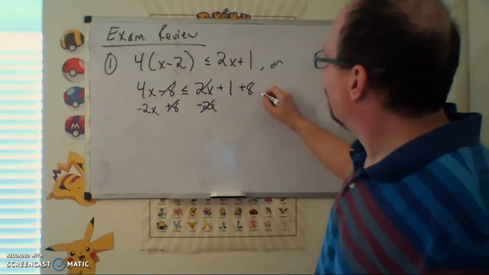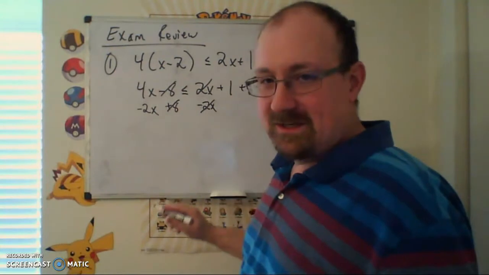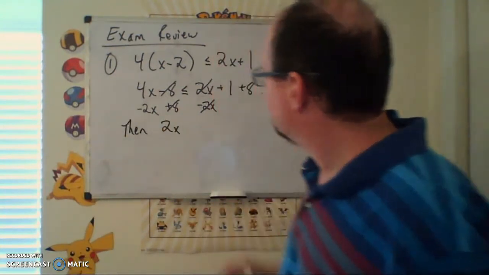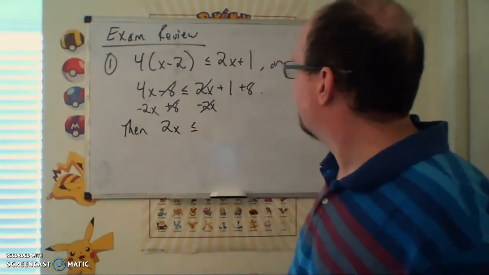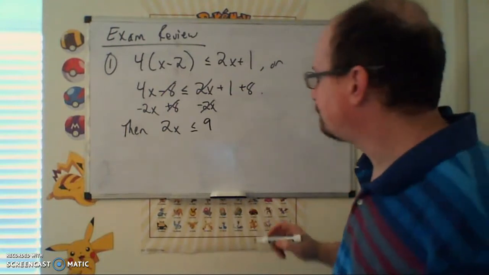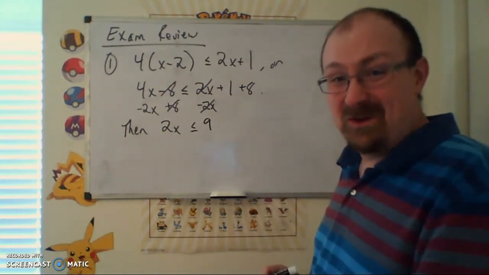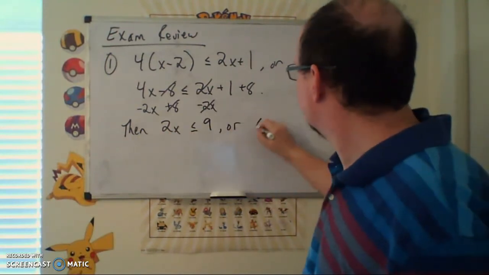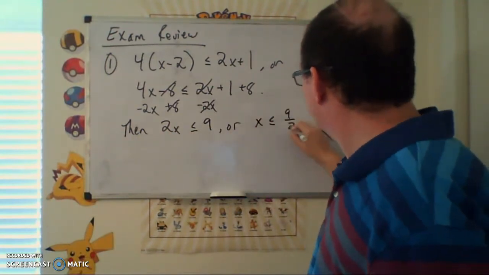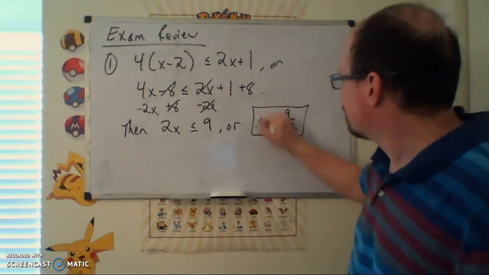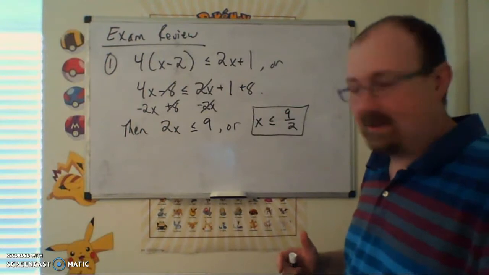All right. So now, 4x minus 2x gives me 2x, less than or equal to 1 plus 8, which is 9. The last thing we've got to do to get x by itself is divide both sides of our inequality by this coefficient. x is less than or equal to 9 halves. All right. So there's what our solution would look like algebraically.